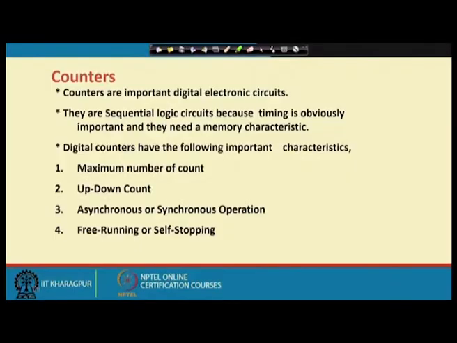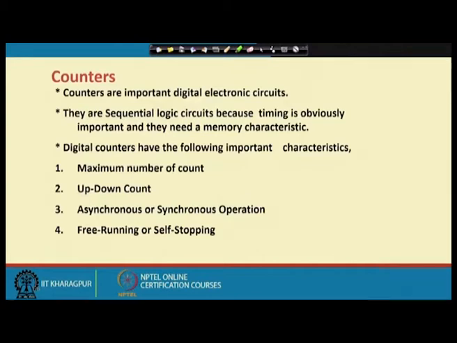So, how do you do it? The occurrence of an event may come as a trigger to your circuit, but the circuit has to memorize how many such things it has seen. This will be done by means of counters. Counters are important digital electronic circuits. They are sequential logic circuits because timing is obviously important, and they need a memory characteristic, because after every event it has to remember how many events it has seen. That is why it is sequential in nature.